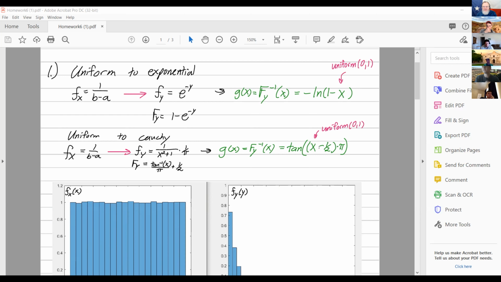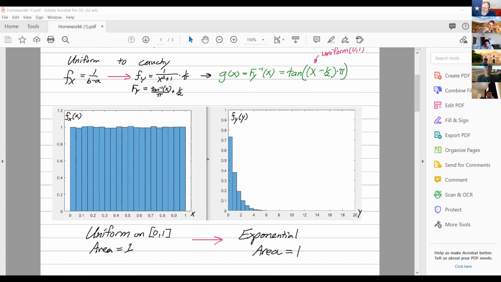Yeah, I have no idea what you did, why it didn't work out for you. But anyway, you did get the exponential to work correctly. Yeah, I got the exponential to work. Okay.